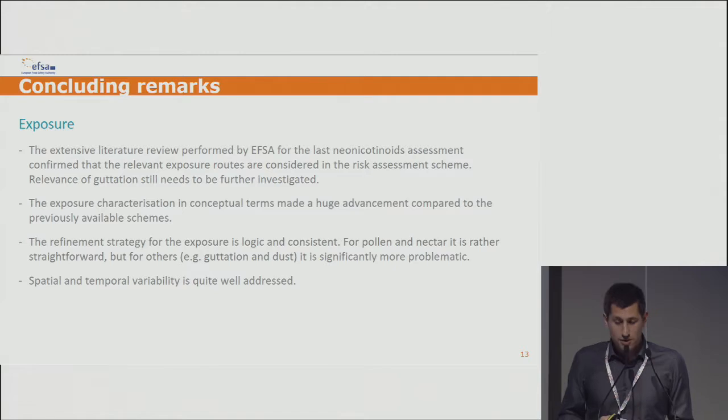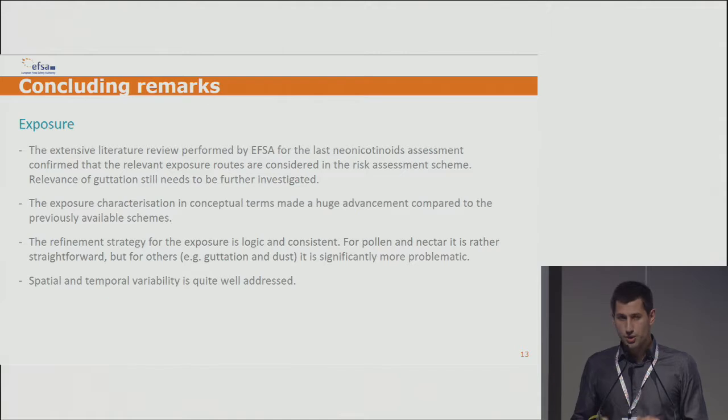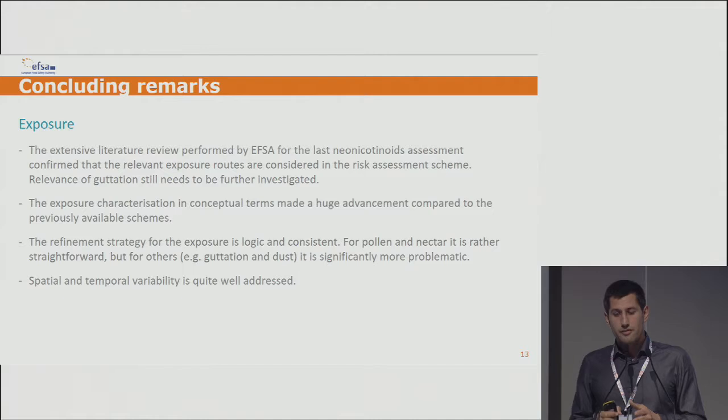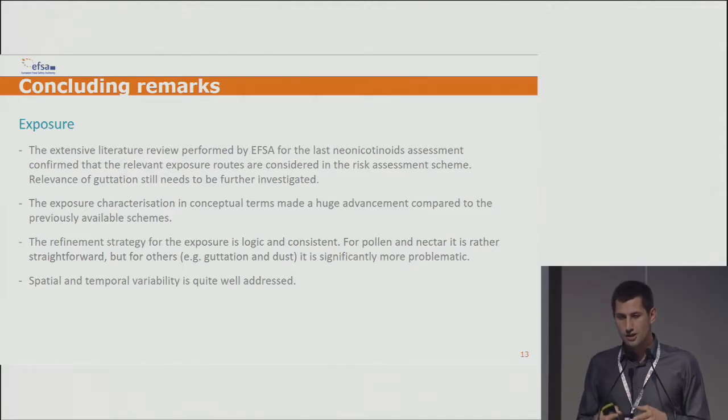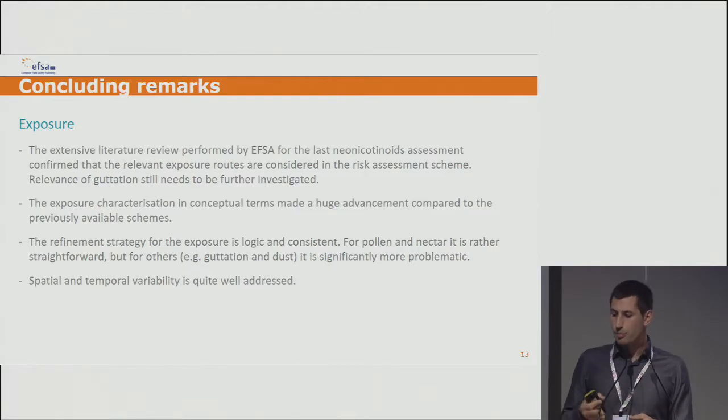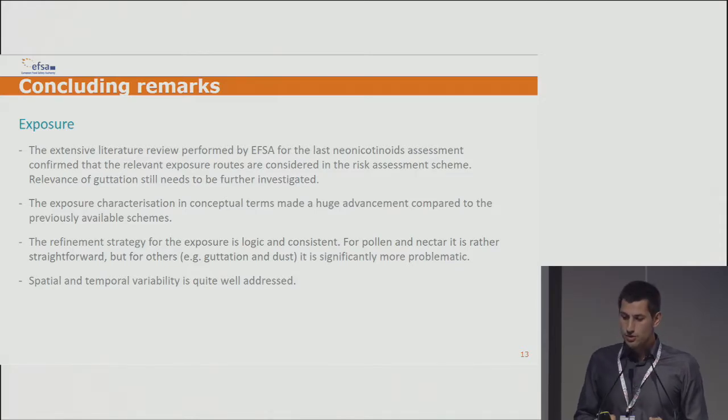In my opinion, the exposure characterization has made a huge advancement, at least in conceptual terms, compared to the previously available schemes. Also, the refinement strategy which is proposed in the guidance document is logical and very consistent. For pollen and nectar, it is also quite straightforward, I would say, but for other routes of exposure, such as guttation and dust, it is slightly more impractical. And to conclude on the exposure, I believe that the spatial and temporal variability is quite well addressed.